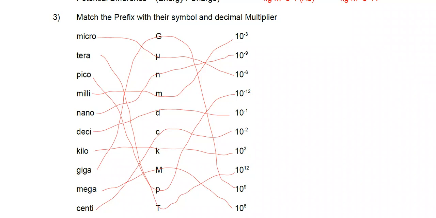Nano is N and 10 to the minus 9. Deci is D and 10 to the minus 1. Kilo is K and 10 to the 3. Giga is capital G and 10 to the 9. Mega is capital M and 10 to the 6. And finally, centi is C and 10 to the minus 2.